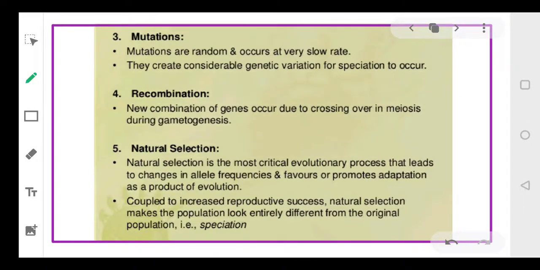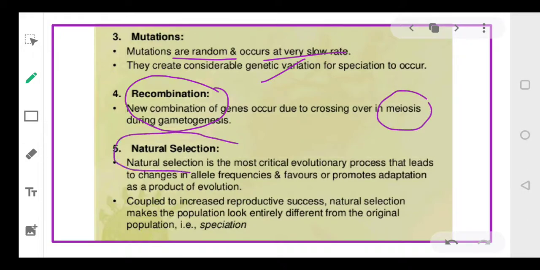Third is mutation. There should be no mutation in the population. Okay, as we know, mutations are random and they occur at a very slow rate as per Darwin. Okay, and they may result in evolution. So there should be no mutation in the population. Then there is no recombination as well. Recombination means there is no transfer of genes, there is no crossing over of genes during the process of meiosis.